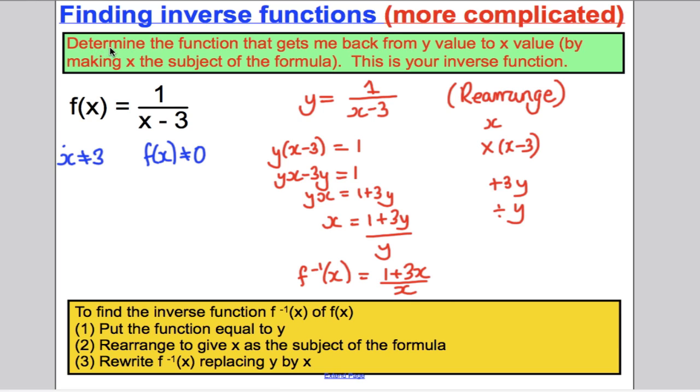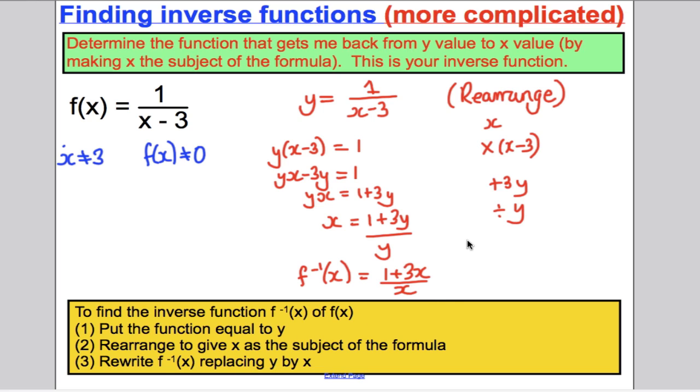The basic idea was to determine the function that gets me back from the y value to the x value by making x the subject of the formula, and this is then your inverse function. Step by step, what we did to find the inverse function f to the minus 1 of x: put the function equal to y, rearrange to give x as the subject of the formula, and then rewrite with f to the minus 1 of x and replace y with x.